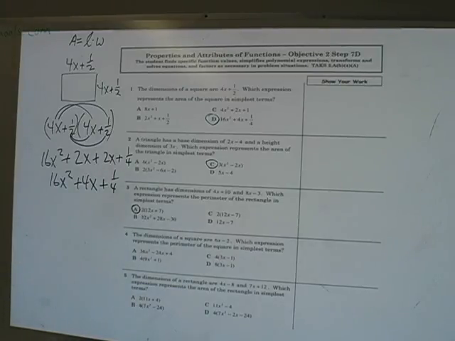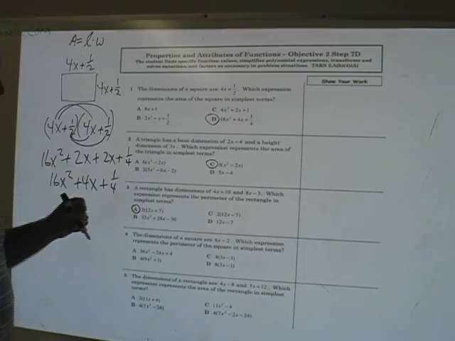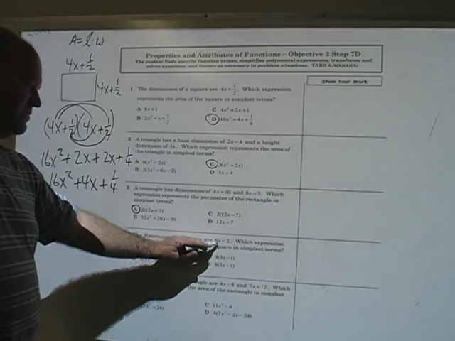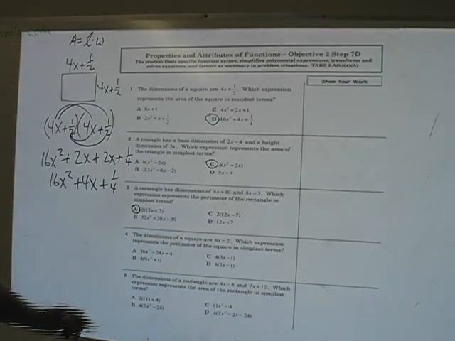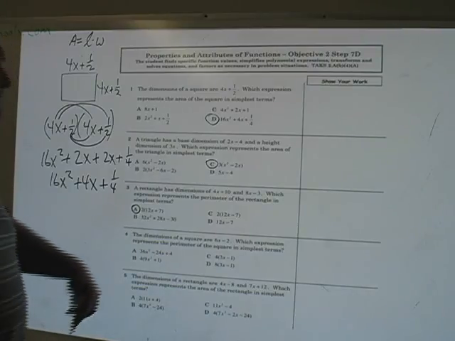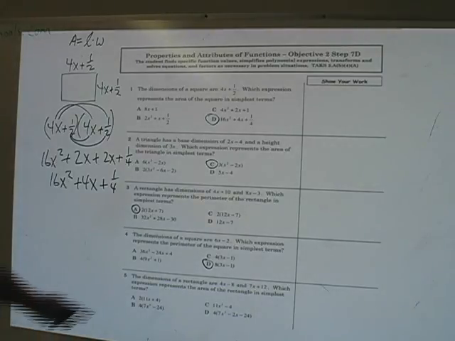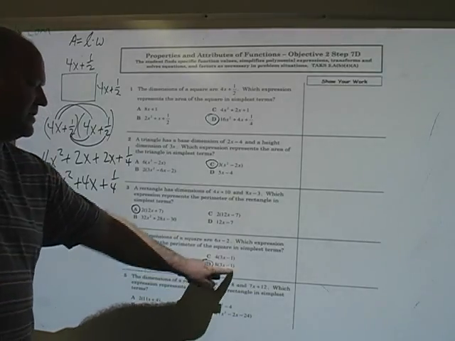Number 4, again, pause the tape if you need to. You have a square, and you need to find the perimeter of the square, so you're just going to add it up 4 times, this amount right here. You're going to have 4 of those. You would get 24x minus 8, and that's what D equals. If you multiply that out, 24x minus 8.